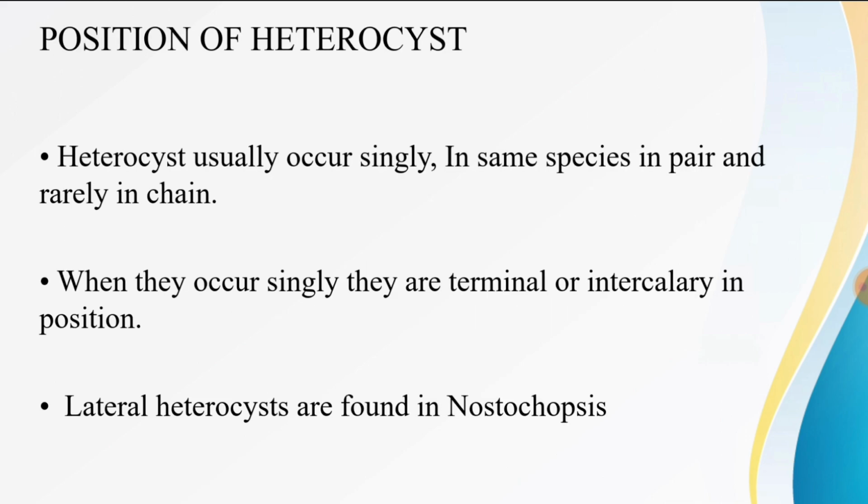Positions of heterocysts. Heterocysts usually occur singly, in some species in pairs, and rarely in chains. When they occur singly, they are terminal or intercalary in position. Lateral heterocysts are found in Nostoc.